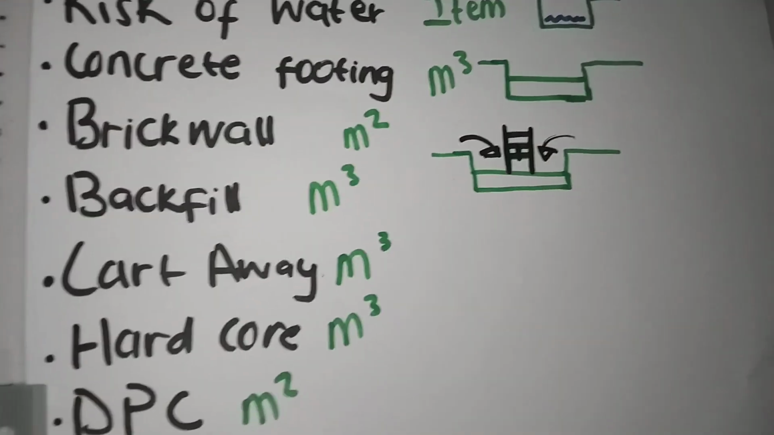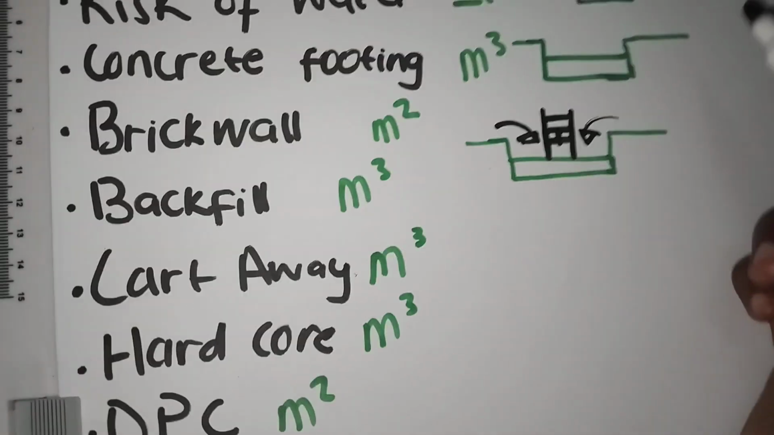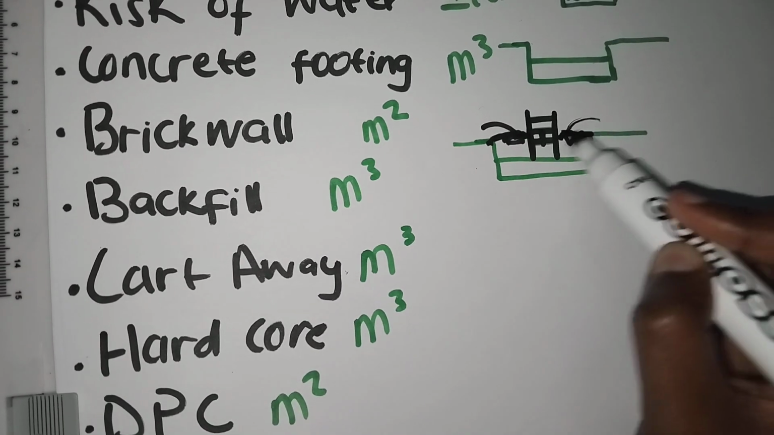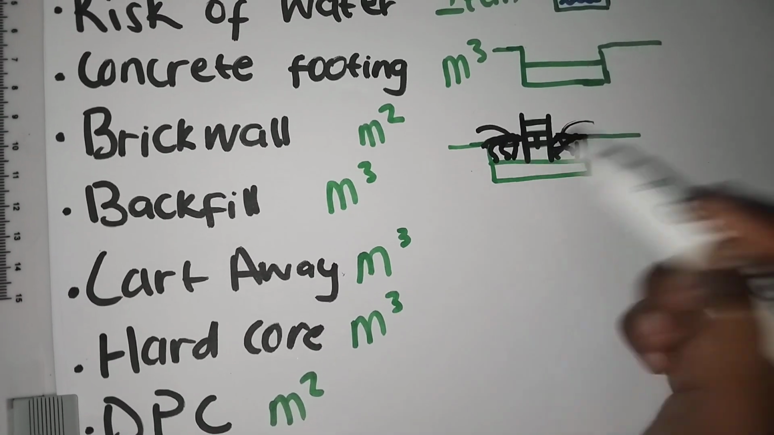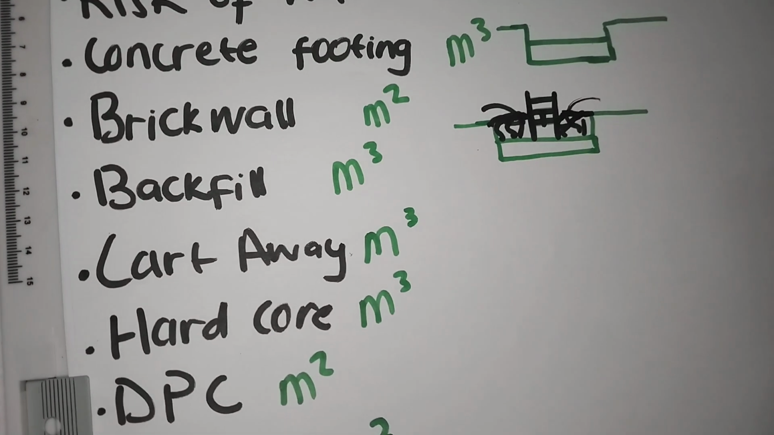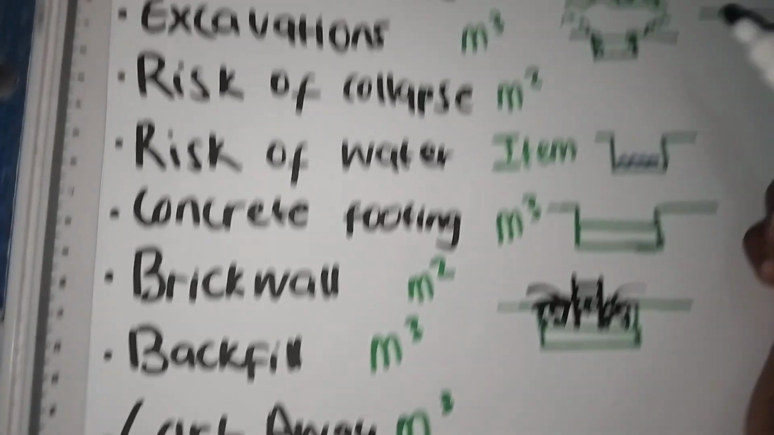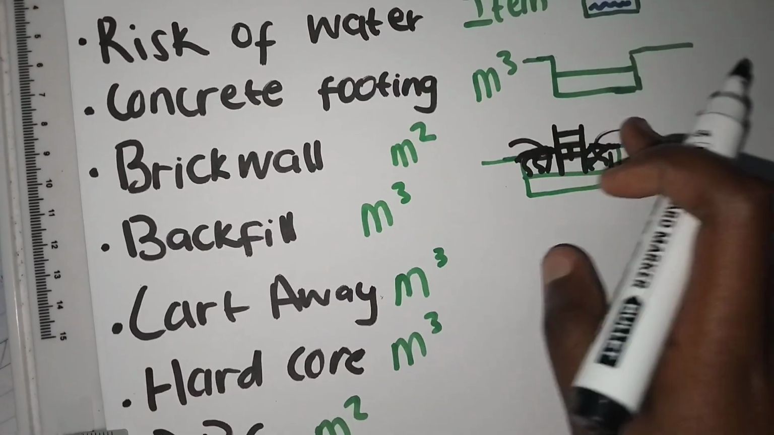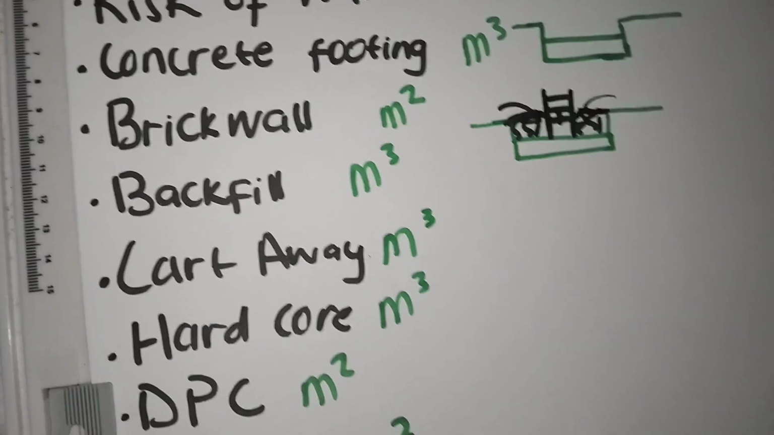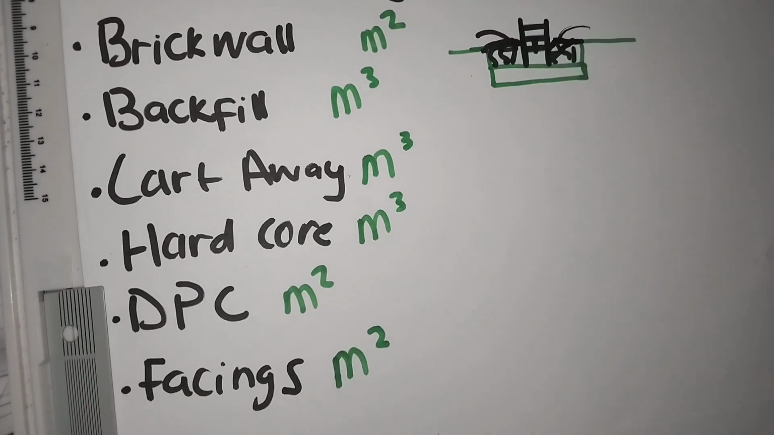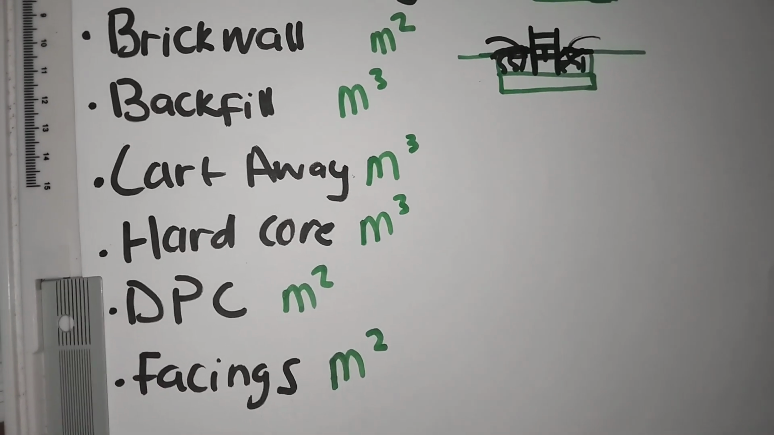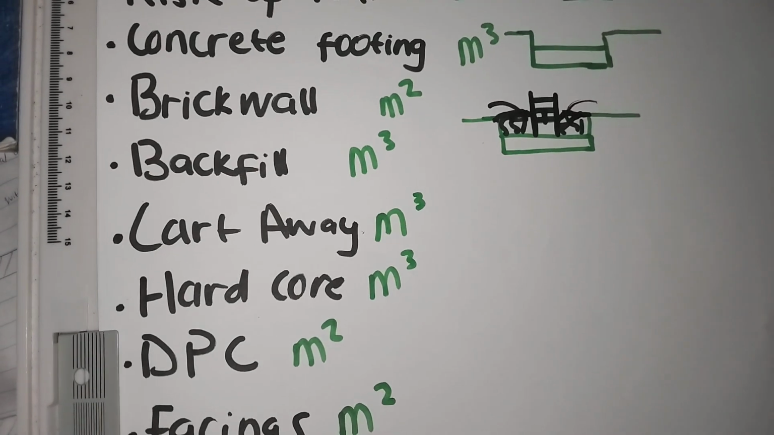After that, when you have refilled your soil, let's say your soil is coming here, everything is okay now, you have refilled, right? You're going to calculate the cutaway, the soil that has been left out, because obviously not all of this soil is going to fit in here. So what you're going to do, you're going to calculate the cutaway. After doing the cutaway, you're gonna come to the hardcore, you're gonna come to the DPC, you're also gonna come to the facings. Now let's get into it.